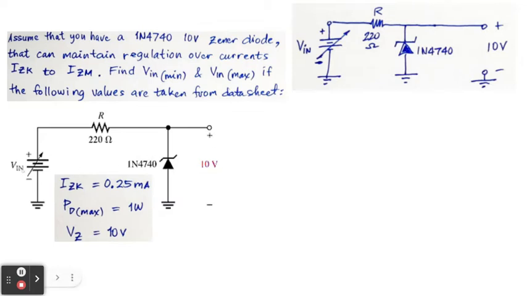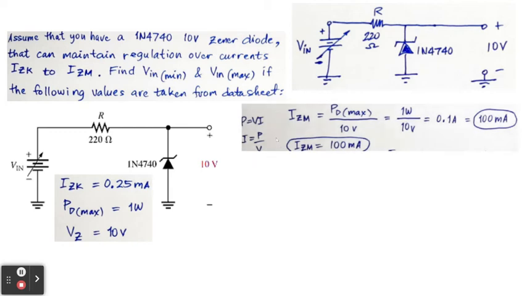What will be the minimum voltage input and the maximum voltage input that will be best to produce this regulated voltage of 10 volts? To solve that, using the power formula, P equals VI, we get I is equal to P over V. Therefore, the IZM will be equal to P over V, which is PD max over the VZ, which is 10 volts. So PD max is 1 watt divided by 10 volts. So we got 0.1 ampere.